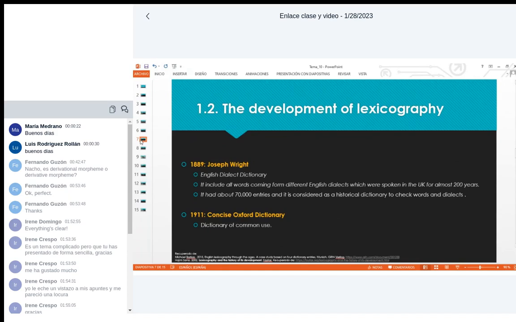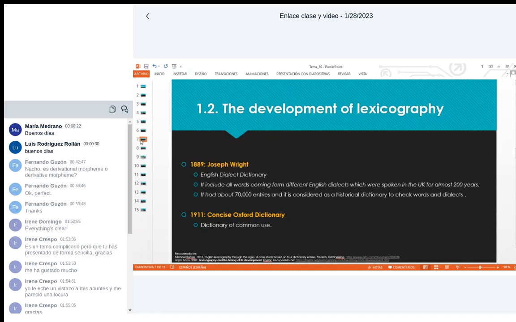And finally, we have the nowadays dictionaries based on the Concise Oxford Dictionary, which are the dictionaries that we use nowadays. We have the explanation of the word, we have also the pronunciation of the word, and we also have 2 or 3 synonyms of the word.